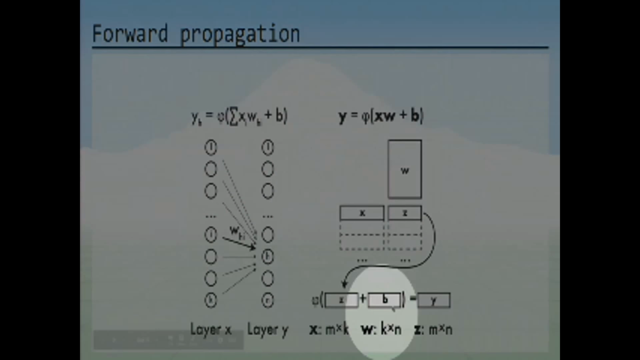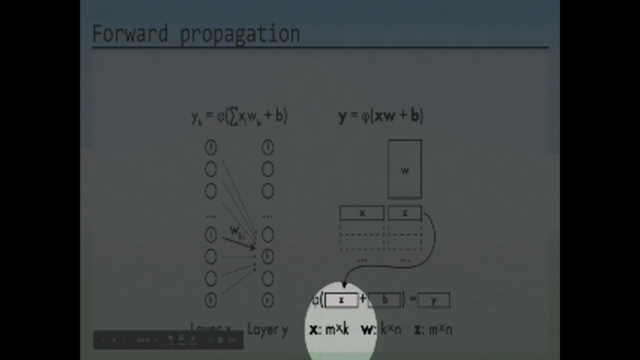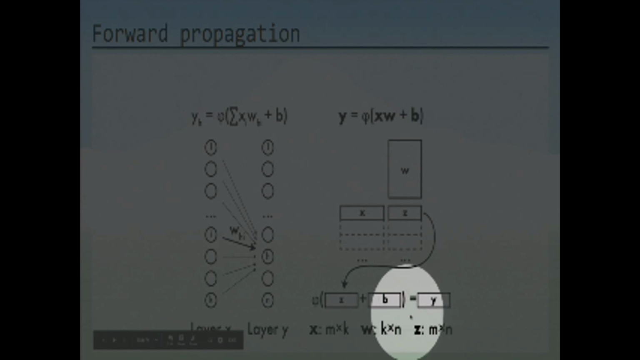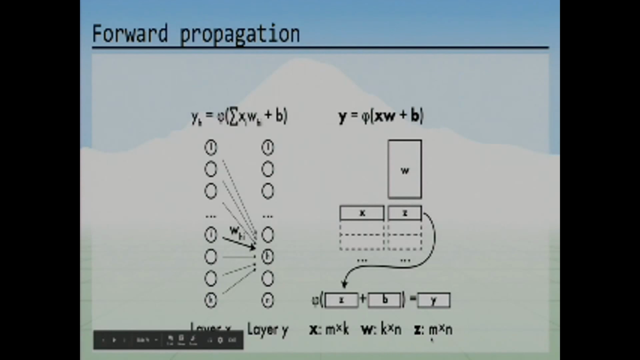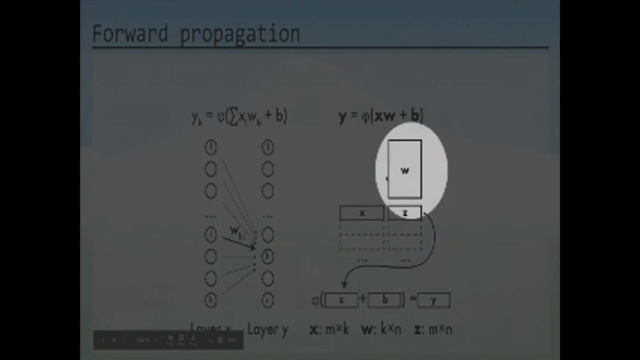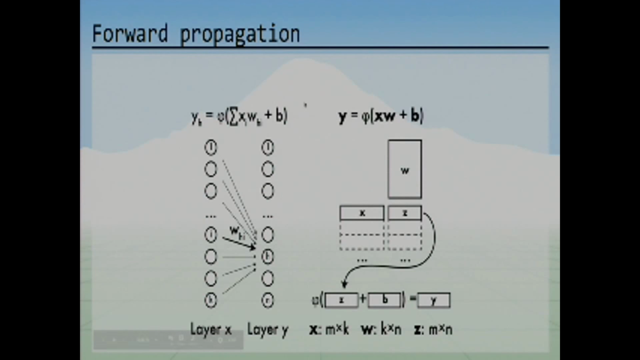And then when we do this matrix multiplication of an m by k matrix with a k by n matrix, the output is going to be an m by n matrix. So our output matrix z is going to have dimension m, which is the number of rows or the number of input vectors that we put into this layer. And it's going to have n columns, which is the number of neurons that we have in layer y. So that's good. The forward propagation math works out.